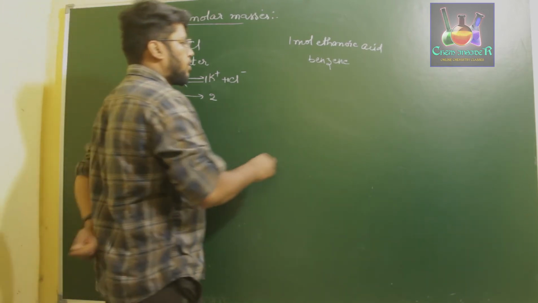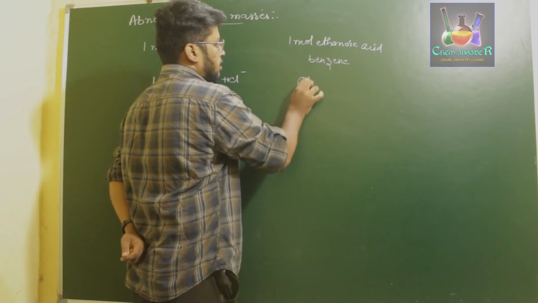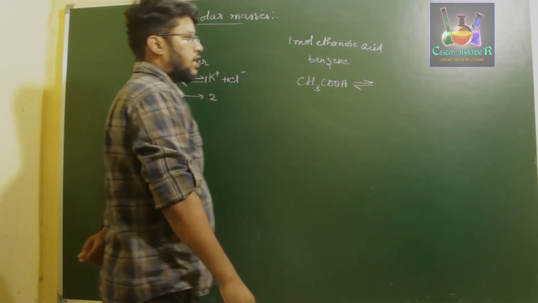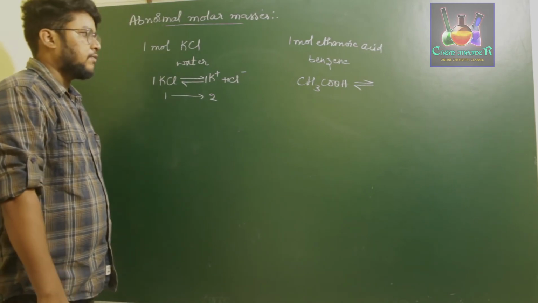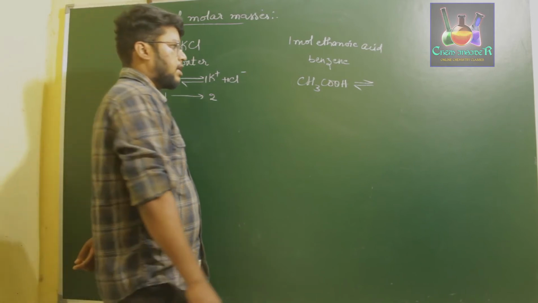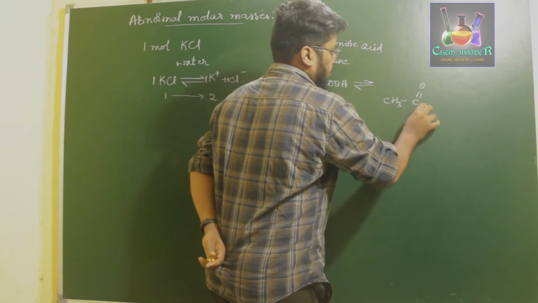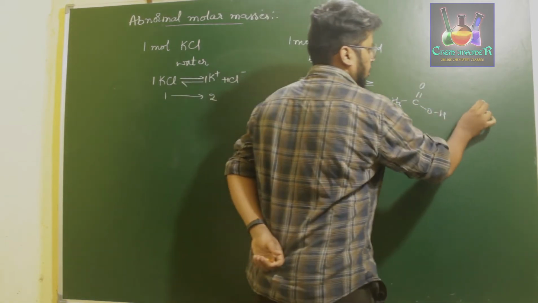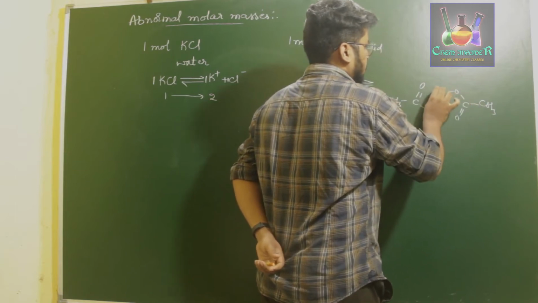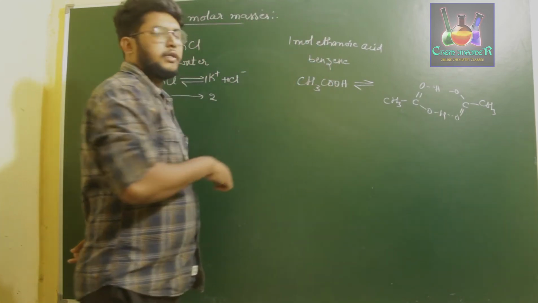In the case of ethanoic acid, when we use 1 mole of CH3COOH, what happens is that CH3COOH undergoes dimerization at equilibrium. CH3COOH, when taken in benzene, undergoes dimerization through hydrogen bonding, such as like this: CH3-C=O-OH, and on the other side CH3-C=O-OH. So there arises a hydrogen bonding where the ethanoic acid dimerizes.